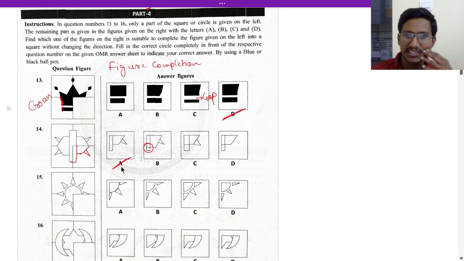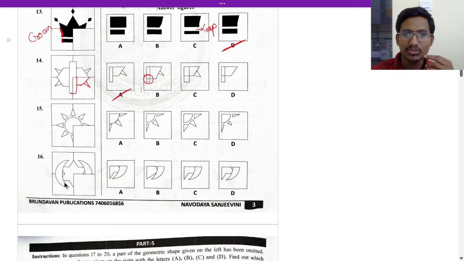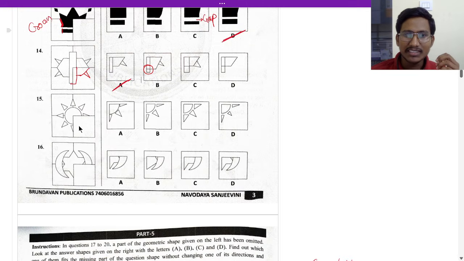So A is the answer. Now 15th question. So what is the answer here? This is a sun, right? So there are 1 2 3. So one is in middle, half here. One is in middle, half here means, so answer will come as what?